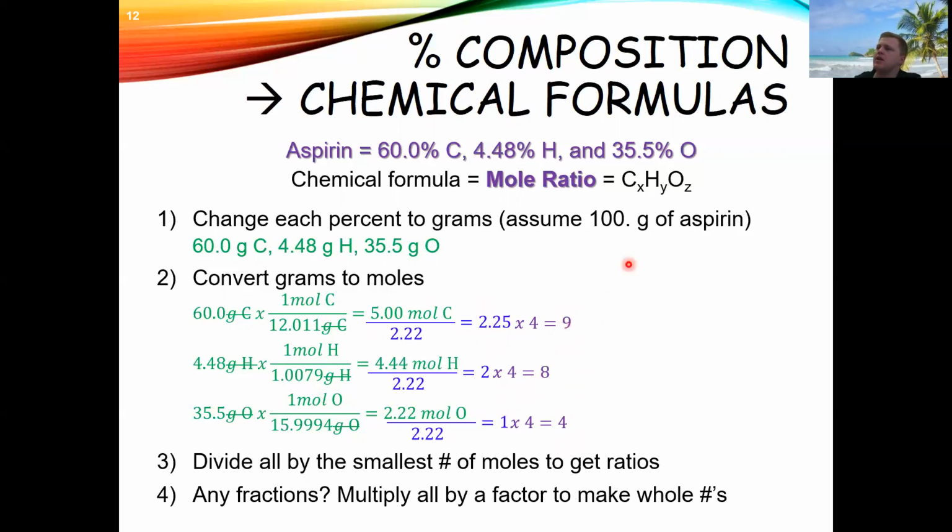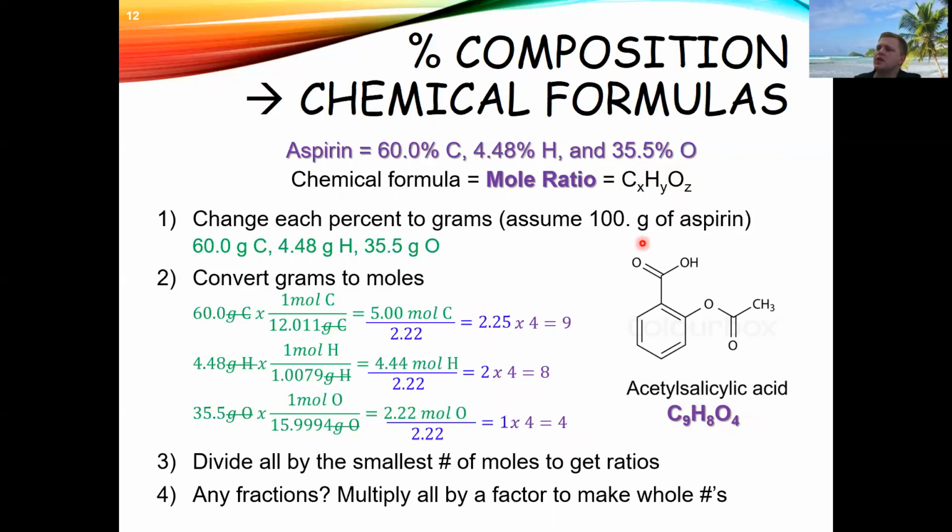So what this means now is that in our formula up here, we're going to have 9 carbons, 8 hydrogens, 4 oxygens. And we get a structure that looks like this. This is acetylsalicylic acid, which is the formal name of the drug known as aspirin. We can check this guy. It has 1, 2, 3, 4, 5, 6, 7, 8, 9 carbons. It has 1, 2, 3, 4 oxygens. 1, 2, 3, 4, 5, 6, 7, 8 hydrogens, just like we predicted from our combustion reaction. So that is how you get to a formula from combustion.